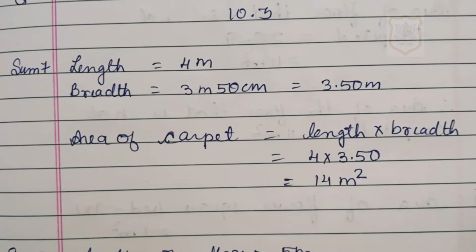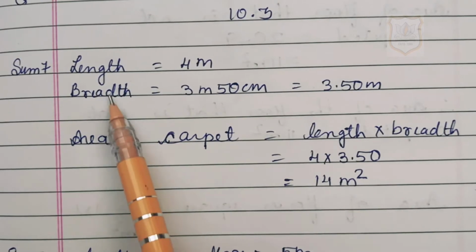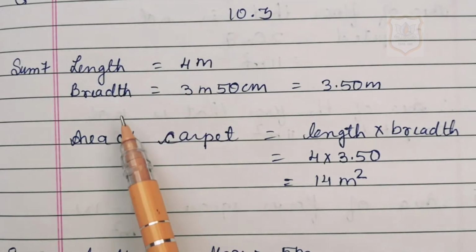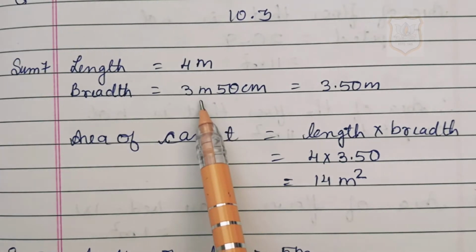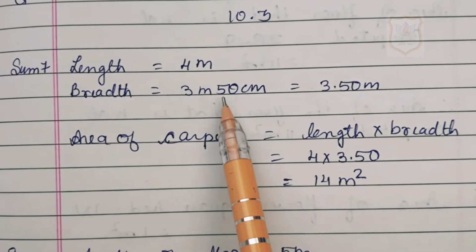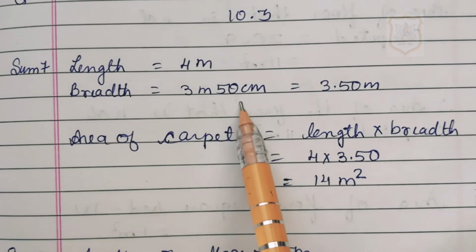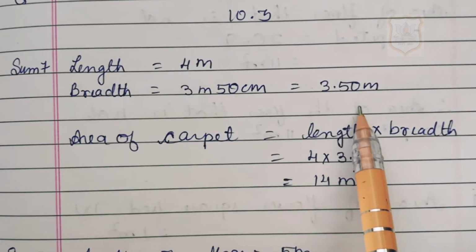Solution for sum number 7 of exercise 10.3. Here length is equals to 4 meter and breadth is equals to 3 meter 50 centimeter is given. Now we will convert this 3 meter 50 centimeter into meters. So in the place of 3 meter 50 centimeter we will write 3.50 meter.